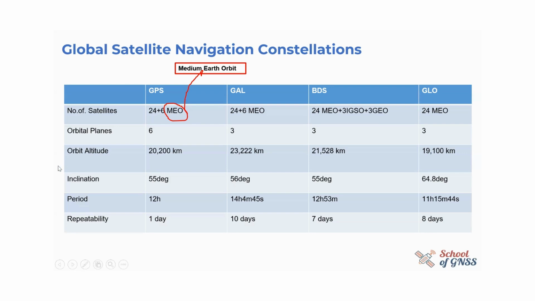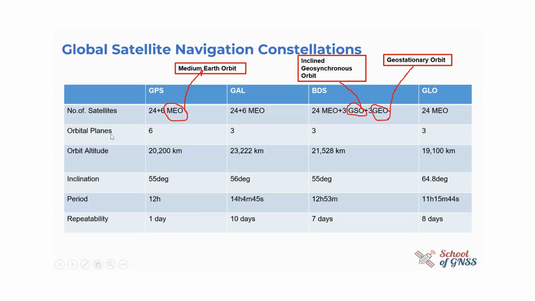Similarly, for Galileo, MEO. For Beidou, 24 satellites are in MEO, 3 satellites are in IGSO orbit, so IGSO is inclined geosynchronous orbit, and 3 satellites are in geostationary orbit. And for GLONASS, we have 24 satellites in MEO orbit.